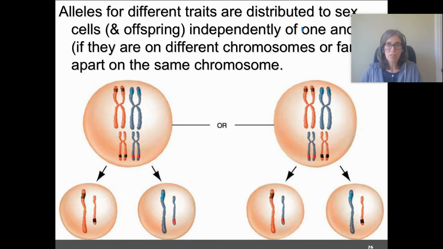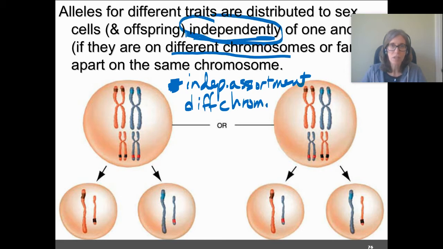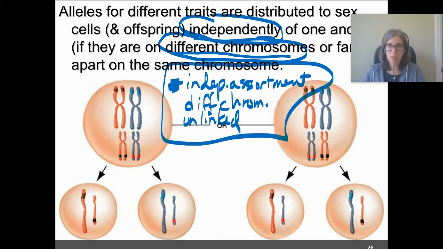So alleles for different traits are distributed to sex cells and then to offspring independently of one another, but that's only if they're on different chromosomes. So the terms we're going to use, we're going to say they sort independently, or we get independent assortment, but only if the genes are on different chromosomes. So if they sort independently or have independent assortment, if the genes are on different chromosomes, we are going to say they are unlinked. And so that's what this whole section of genetics is about.